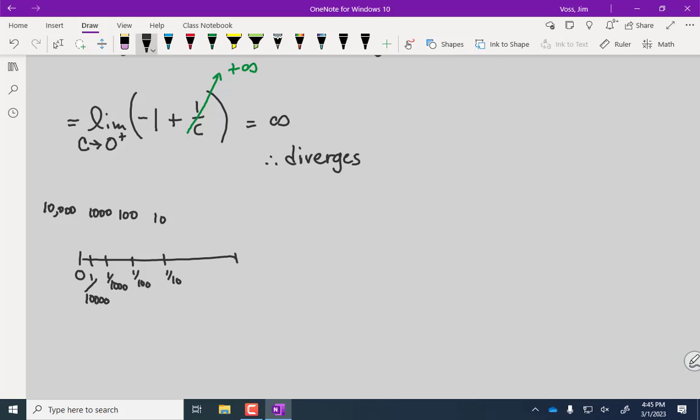Oh, because then you have to add... Oh, I see. Because the 1 is in the numerator. Right, so it's 1 divided by c. So these are the c's down here. And 1 divided by that's 10,000.